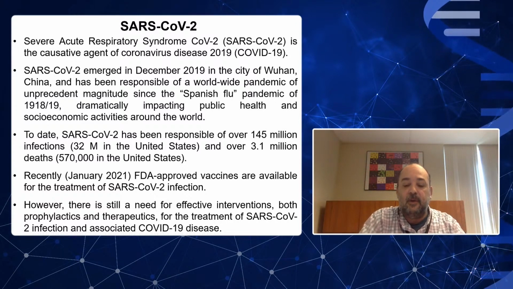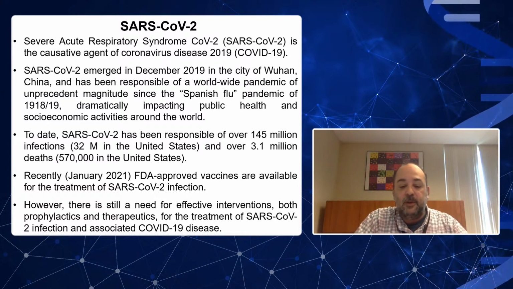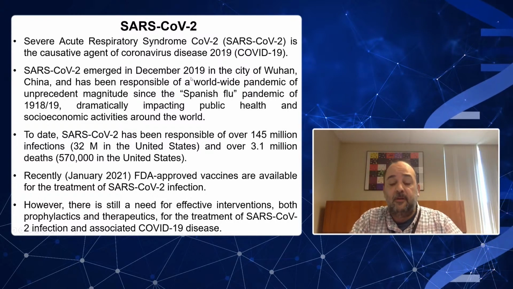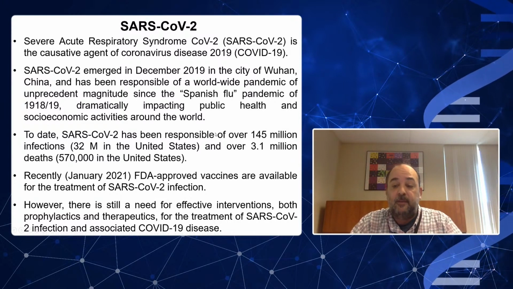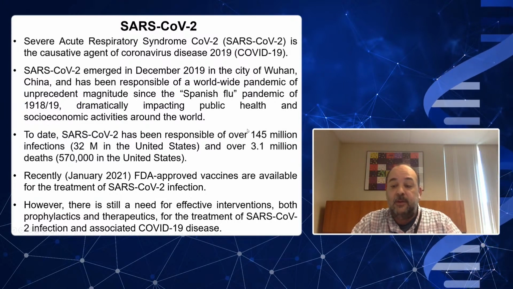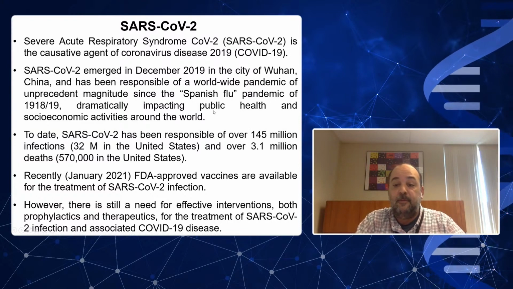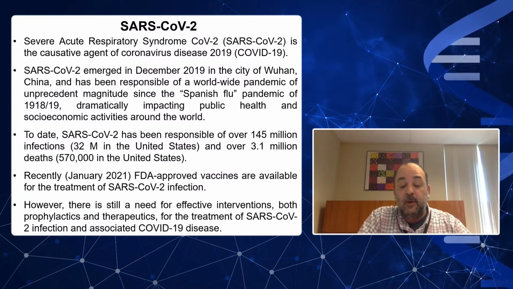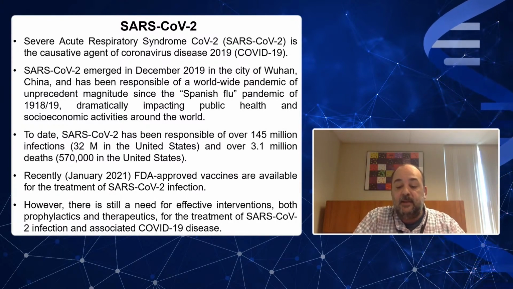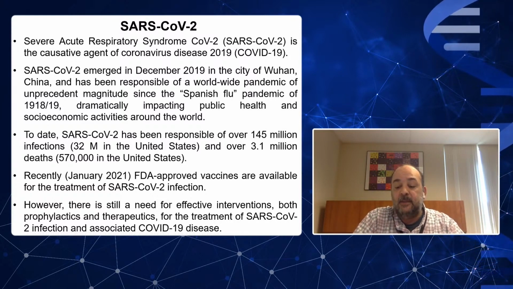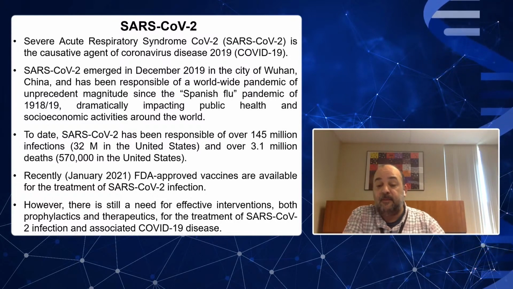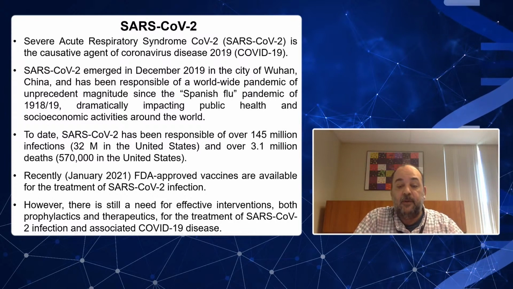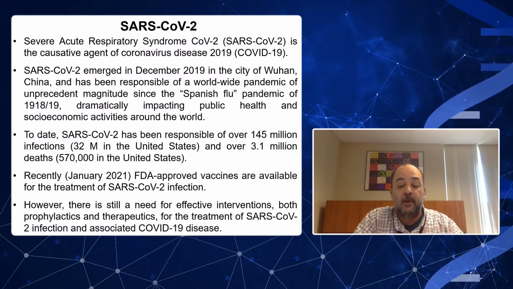I saw that several of you have been talking about SARS-CoV-2 and COVID-19. The virus originated in China, and to date it has been responsible for more than 145 million infections and over 3 million deaths around the world. Early this year, vaccines became available and have been used in massive vaccine campaigns, and I hope you all have the opportunity to get one of these vaccines that have been approved for human use.